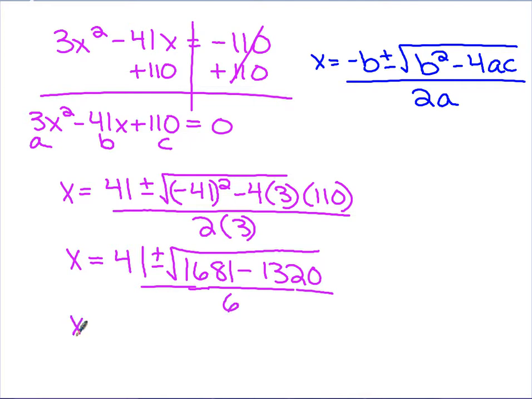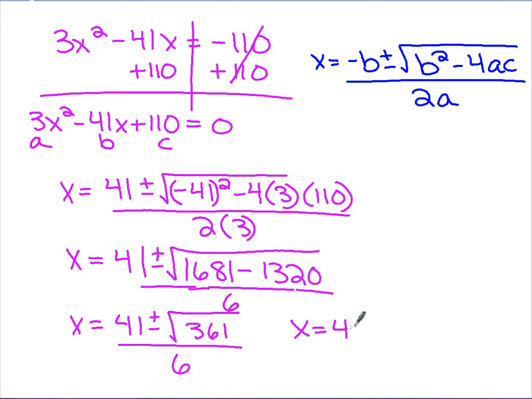All right. Let's make this look a little bit smaller. 1681 minus 1320 is 361. And the square root of 361, only because I did this ahead of time, I know it's 19.